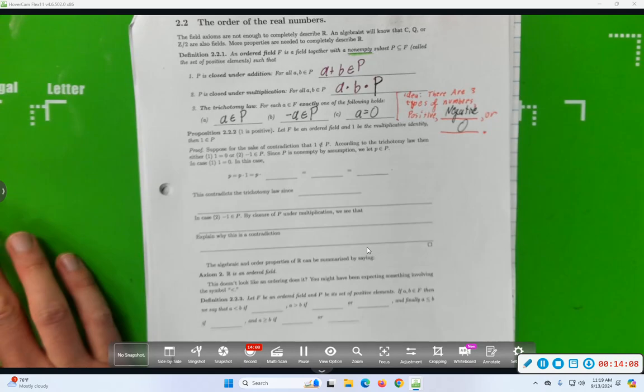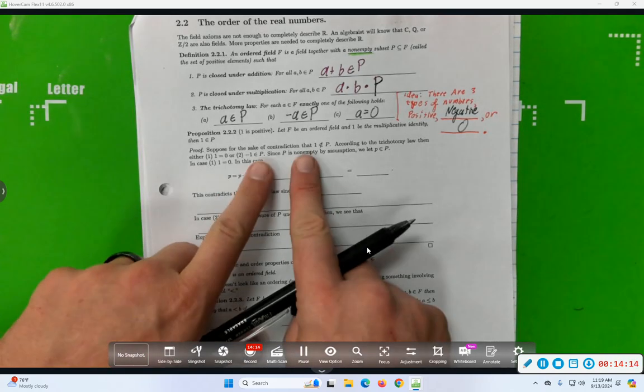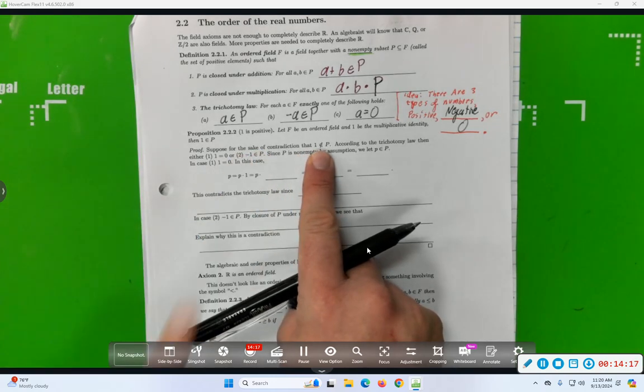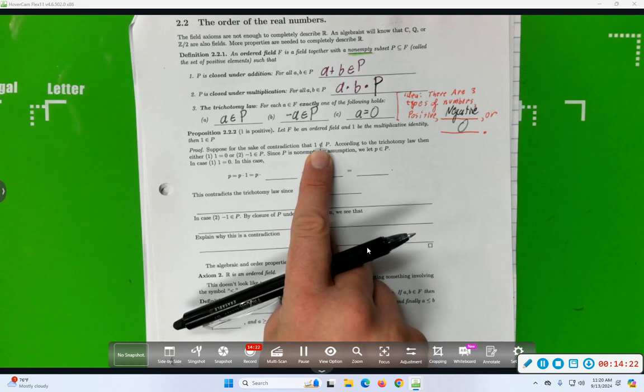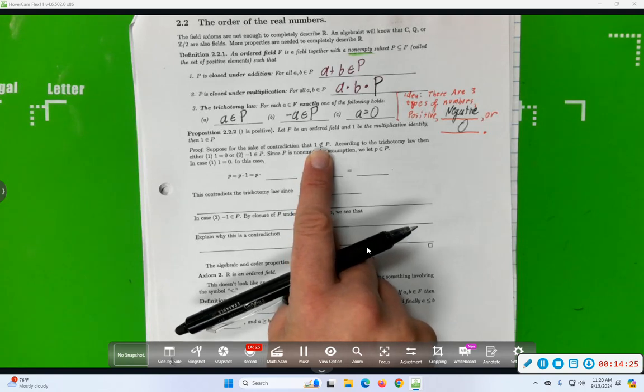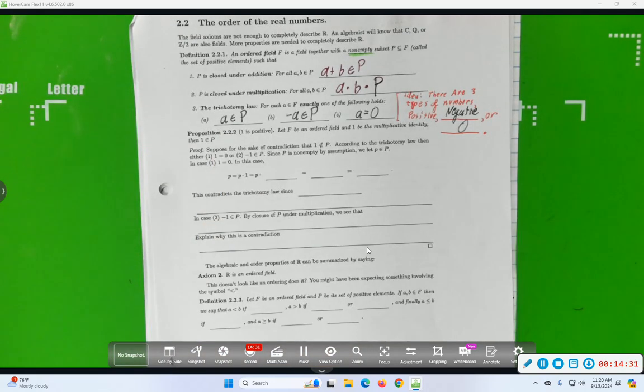So let's try to prove that 1 is positive. I'm going to proceed by contradiction. Suppose for the sake of contradiction that 1 is not in the set of positive numbers. That seems like the type of thing you should assume if you want to prove that 1 is in the set of positive numbers. Since 1 is not in the set of positives, by the trichotomy law, one of two things has to happen. Either negative 1 is positive, which seems pretty nonsensical, so we better get a contradiction out of that, or 1 is equal to 0. That also seems pretty nonsensical, but we'll have to see what contradiction we get.